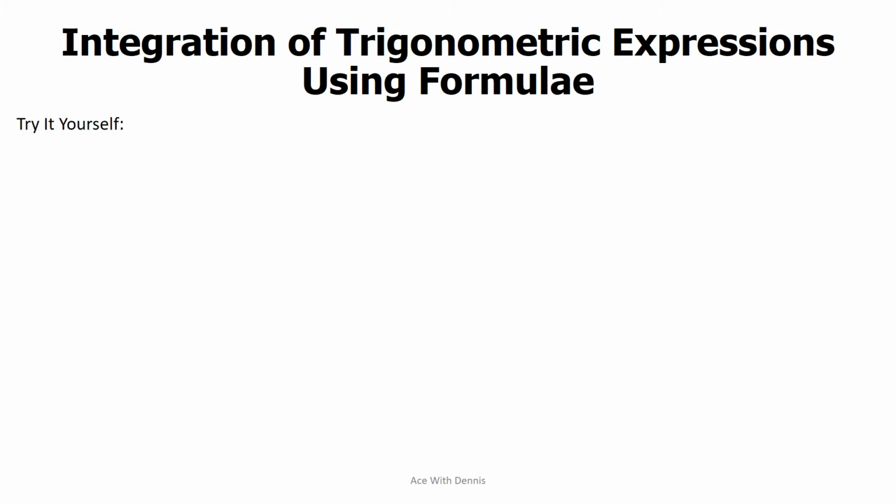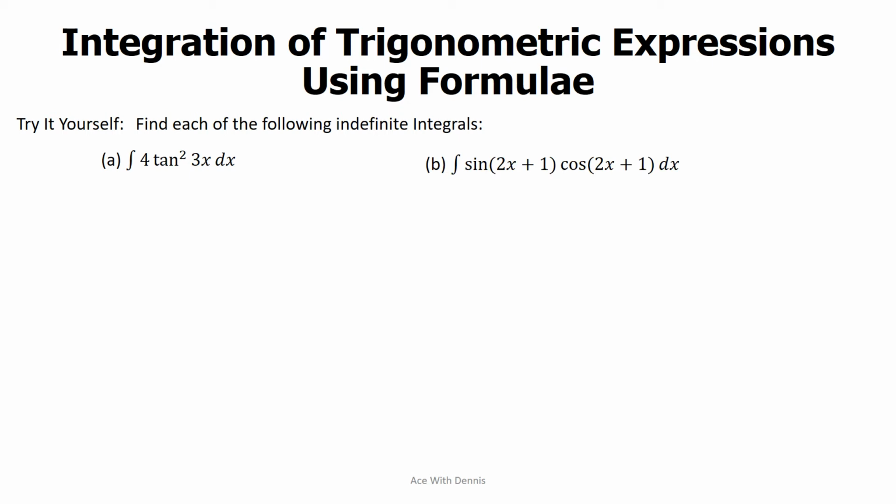Alright, now you can try this example yourself. Find each of the following indefinite integrals. A. Integration of 4 tangent square 3x dx. B. Integration of sine 2x plus 1 cosine 2x plus 1 dx. C. Integration of 3 cosine square x over 3 dx. And D. Integration of 2 cosine cube x plus pi minus 3 over cosine square x plus pi dx. You can pause the video and try to solve it yourself.